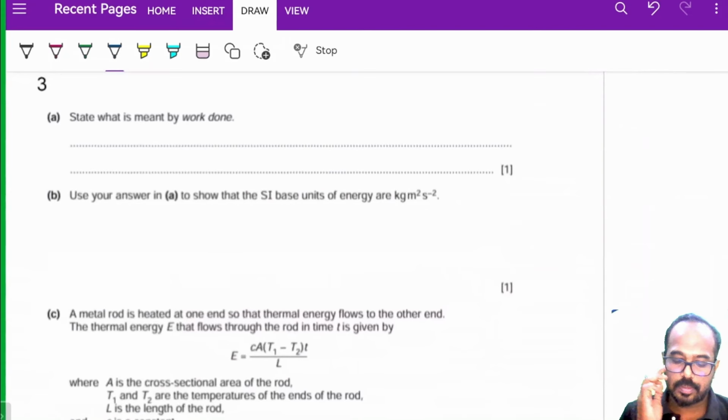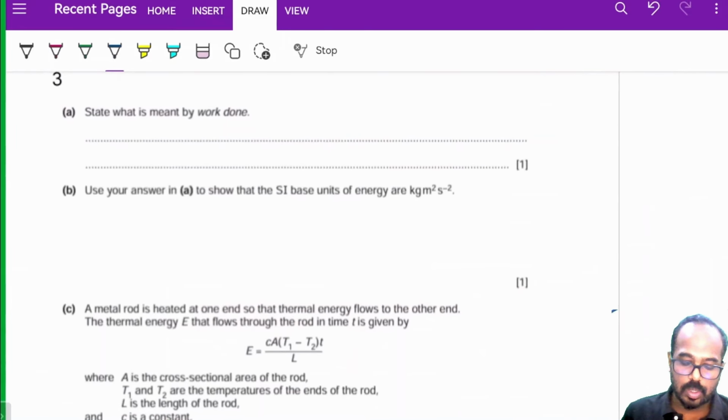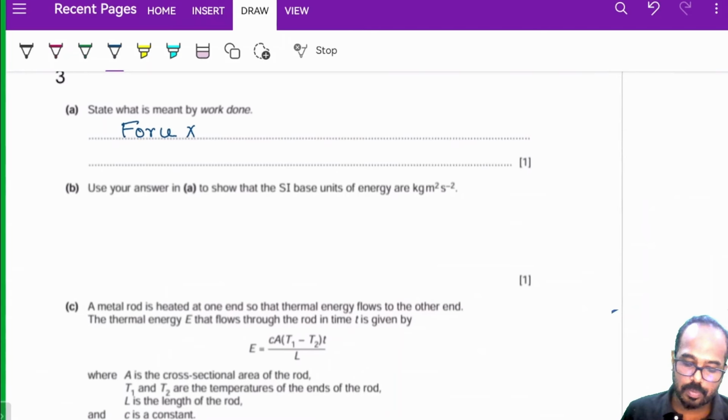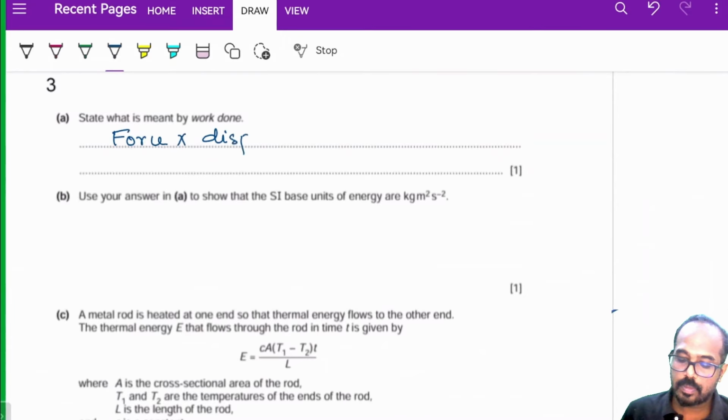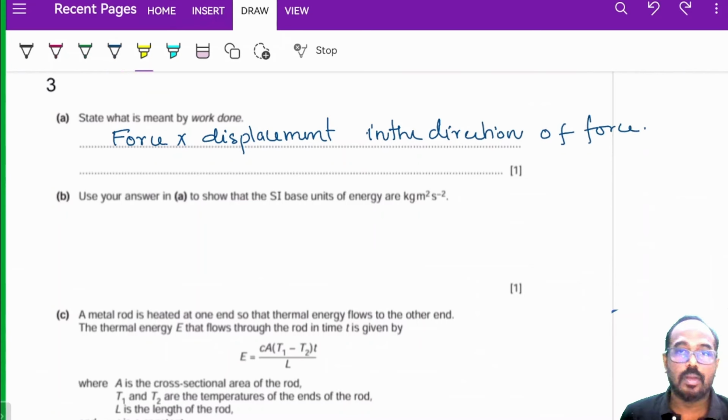Next question. State what is meant by work, okay? So work equation we will understand when we study work, energy and power. So now I will give you the definition. Force multiplied by displacement in the direction of force. So force multiplied by displacement in the direction of force. Remember this is displacement, not the distance. Okay, I will explain this clearly in work energy and power chapter.